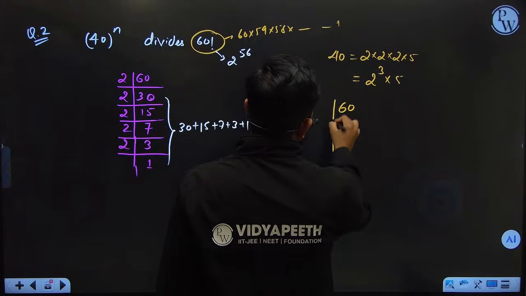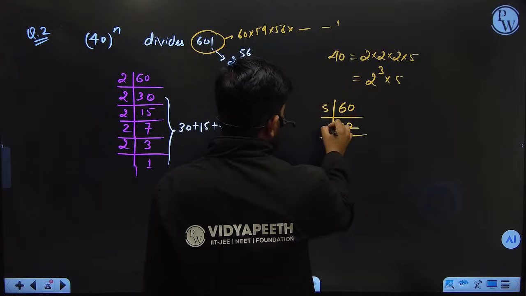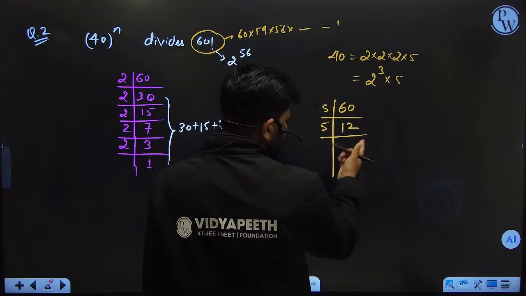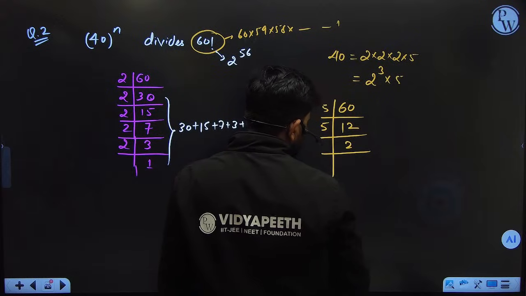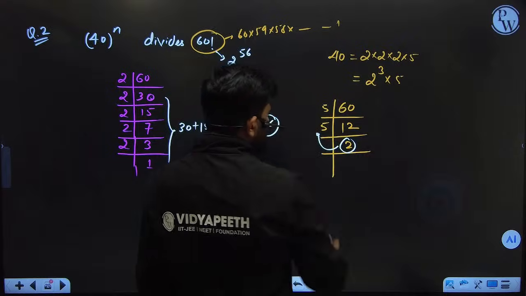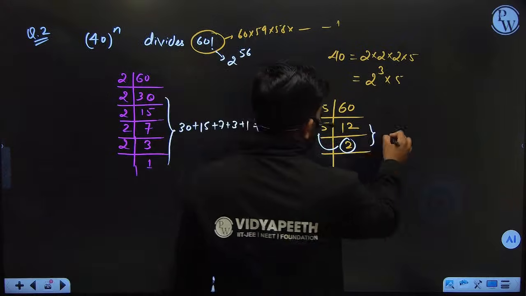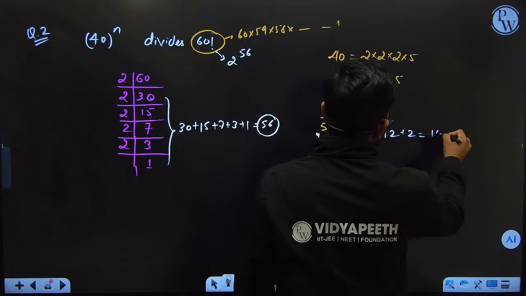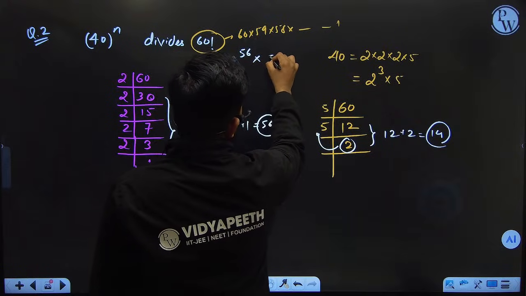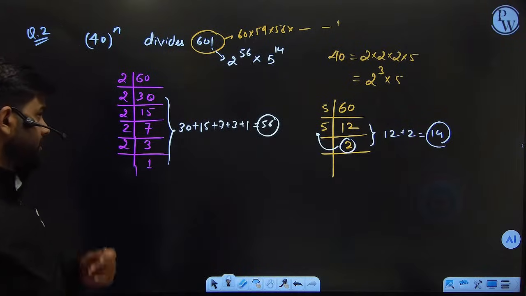So now divide this 60 by 5. If we divide, it is 12, then again divide by 5, it will be 2 point something, right? But we'll write the integer part, and the integer part is 2. Now we'll stop division here because this number is smaller than the number by which we are dividing. Okay, so now if you add these two, 12 plus 2 is 14. Okay, so it will contain 5 power 14, right?